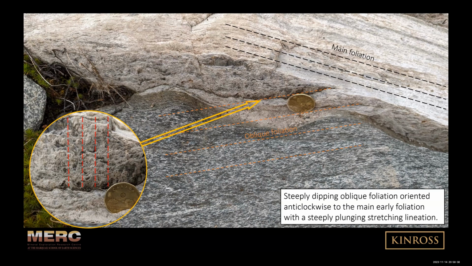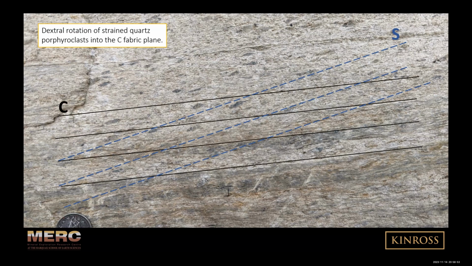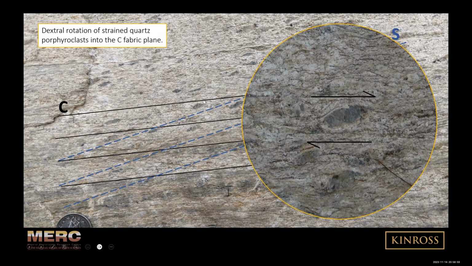Now, additionally, we're seeing dextral rotation of strained porphyroclasts within that porphyritic unit. So we can see the S fabric defined by the orientation of the phenocrysts, as well as the rotation of the strain shadows into the C plane. You can see it a little bit better here. So we know that we have some degree of dextral movement.